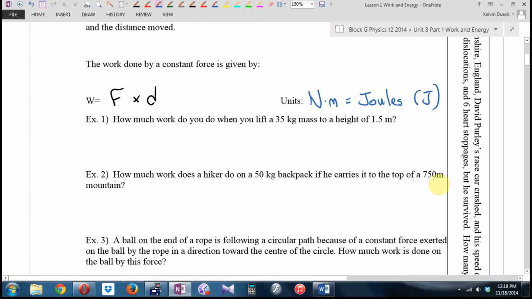How much work do you do when you lift a 35 kilogram mass to a height of 1.5 meters? What's this question asking me to find? Work. Work equals force times distance. The key word in this question is the word lift. When you lift, which force are you doing work against? So this would be Fg times distance, except what have we been doing in the last unit? How do I calculate Fg? mg. And you can call it distance, although when we did this last year, we called the vertical distance h for height. You may recognize, oh yeah, the mgh, I've seen that before.